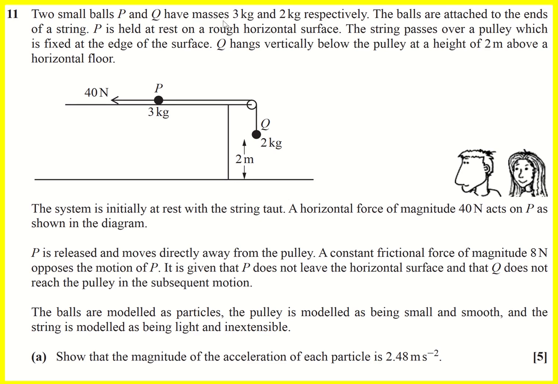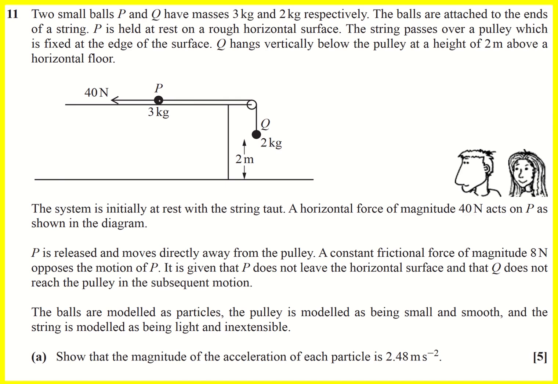We've given lots of information here, but the main of it is shown in the diagram. Let's just check anyway. So we've got these two small balls. We're kind of assuming they're little particles. It's always worth thinking about what modeling assumptions you're making as you go along. 3 kilograms and 2 kilograms.